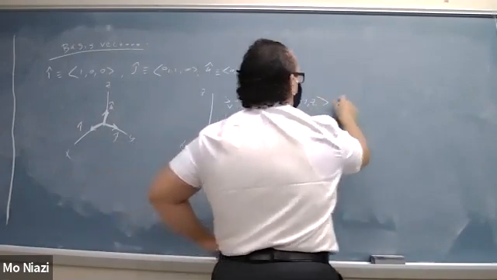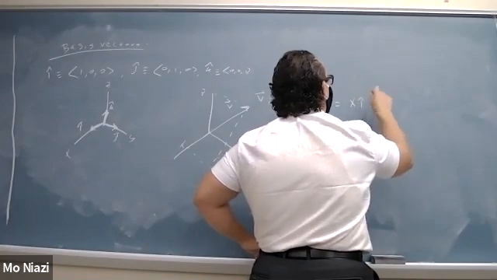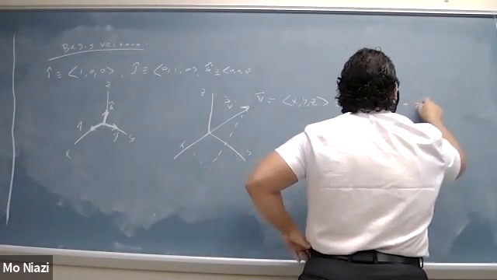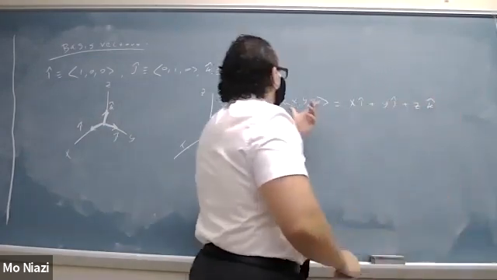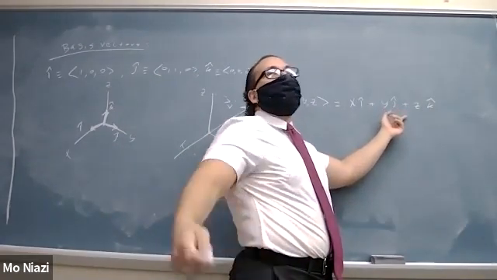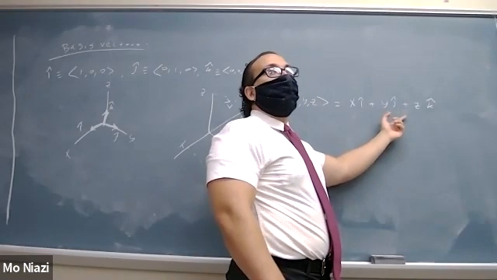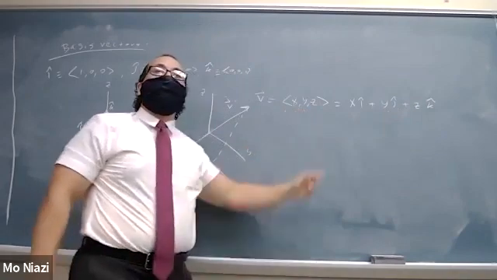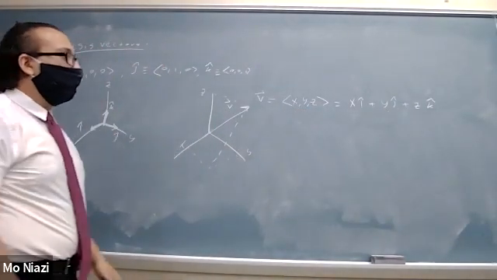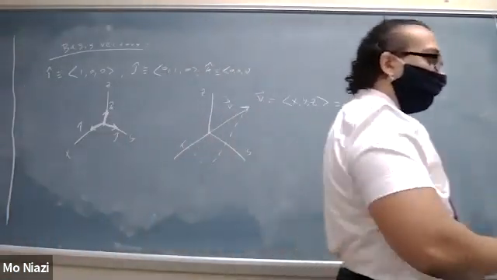V we were writing was equal to bracket x, y, z. But this bracket notation really also means that it's the number x times i hat plus the number y times j hat plus the number z times k hat. This bracket notation and this basis vector notation are the same thing. I prefer the bracket notation because it's less writing and I'm lazy. But whenever you have this bracket notation, you can always break it down into the ijk formulation.